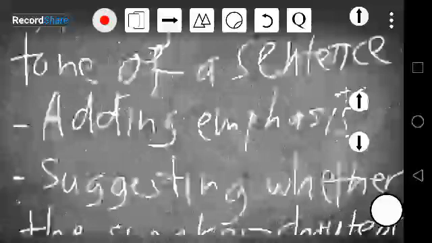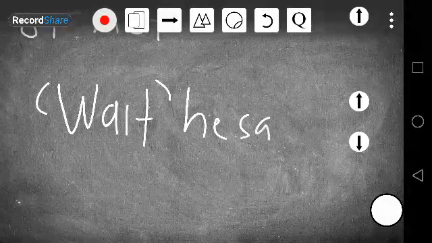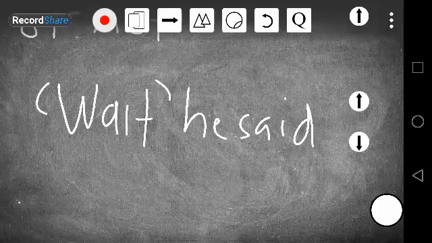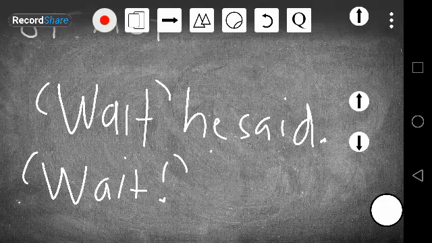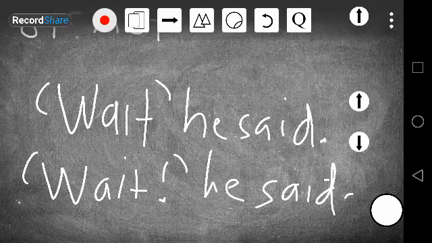Let's look at an example. If someone writes, "Wait," he said, with a full stop, and someone else writes, "Wait!" he said. In the first case, it's just "wait." It's more like you are talking to someone who is beside you, maybe you're going somewhere. In the second case, "Wait!", you are emphasizing that someone should not go, should wait. So it's more like you're shouting, please wait for me.